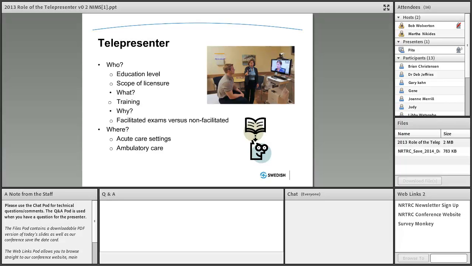And then education level, because what a nurse goes through in terms of education and what they can do in terms of the complexity of the exam is different than somebody who's a medical assistant, different than somebody who's a lay person or an EMT. And you really need to tailor that telepresenter to the type of exams that you need them to do.